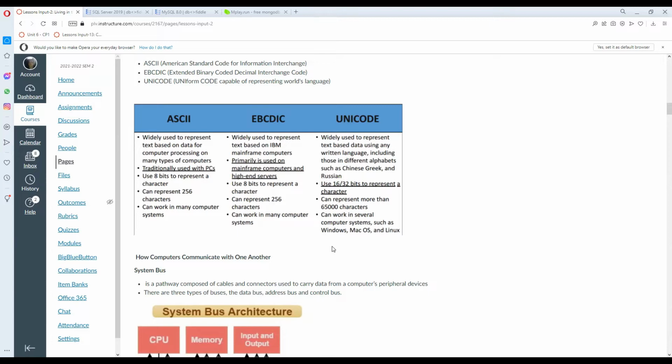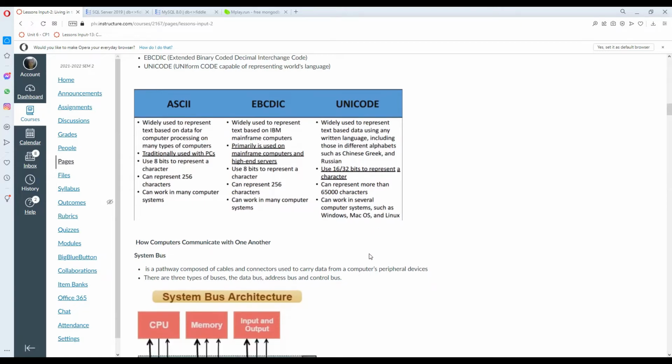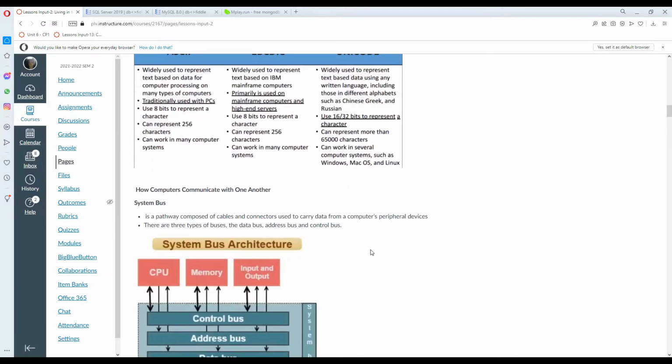And lastly, Unicode is widely used to represent text-based data using any written language, including those in different alphabets such as Chinese, Greek, Russian, Korean, etc. So those languages with different alphabets, they use the Unicode. It uses 16 to 32 bits to represent a character, can represent more than 65,000 characters, and works in several computer systems such as Windows, Mac OS, and Linux.